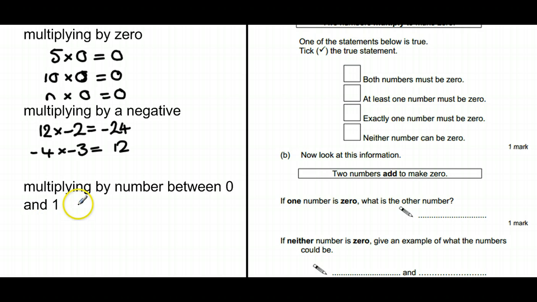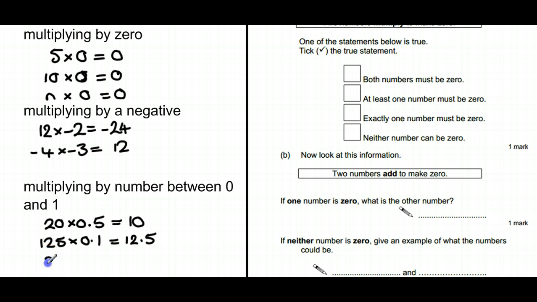And finally, multiplying by a number between 0 and 1. So if I were to take something like 20 and multiply it by 0.5, which is a half, it's going to halve it. So multiplying by a number less than 1 but greater than 0 will reduce the number in size. This one here, 0.1, is a tenth, so it's the same as dividing it by 10. So we'll end up with 12.5.